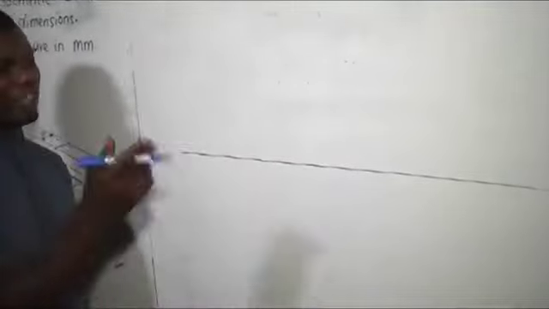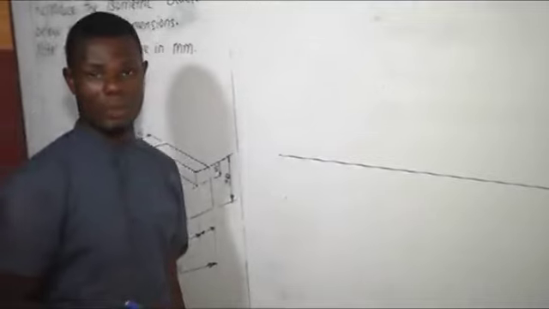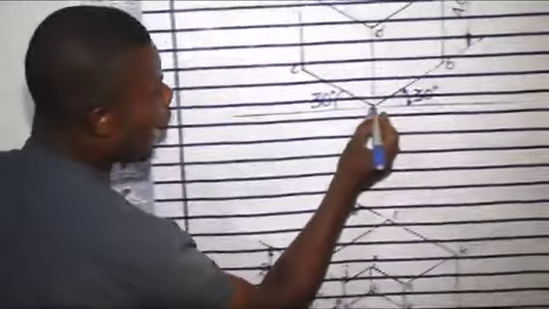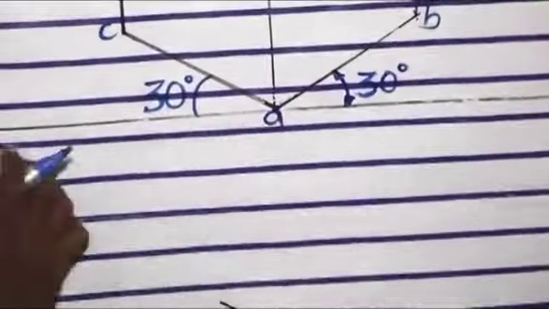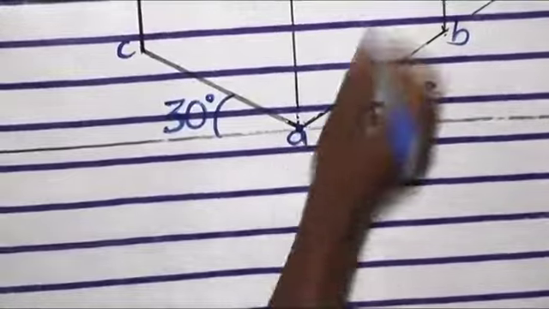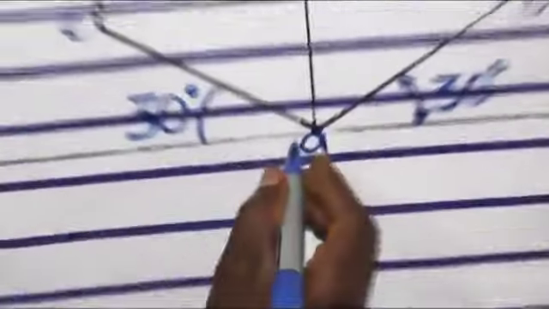So after drawing the line, the next thing to do, very important, is to choose a point where you are going to start your isometric drawing. If you look at this now, you see that point A is resting on this horizontal line, and that is where the drawing starts from. Start from this down and start going up. So we are going to start from this point here, point A, which is in contact with this horizontal line. Let's call this our A.